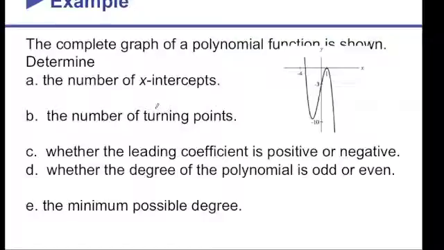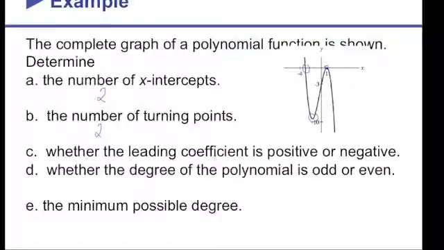Then we have the complete graph, the number of x-intercepts. Now, this only has 1, 2 x-intercepts. It only crosses at one point, it touches at one point. So it has 2 x-intercepts. And how many turning points does it have? 1, 2 turning points.